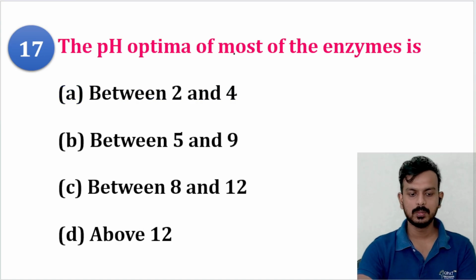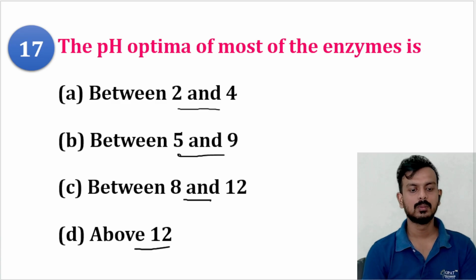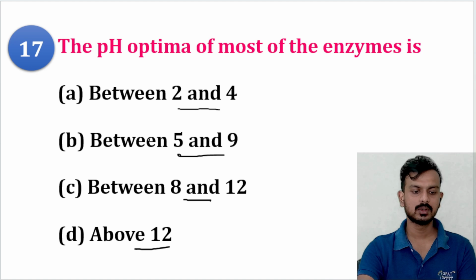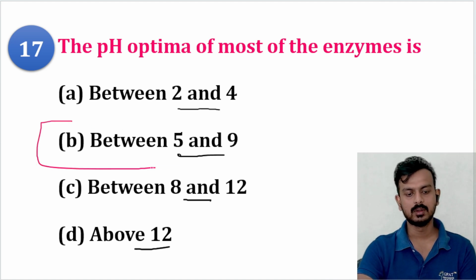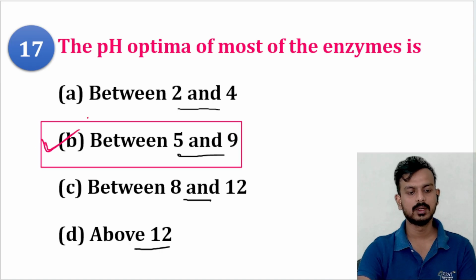Next question. The pH optima of most of the enzymes is between 2 to 4, between 5 to 9, between 8 to 12, or above 12. What is the optimum pH? The optimum pH for most of the enzymes is between 5 to 9.